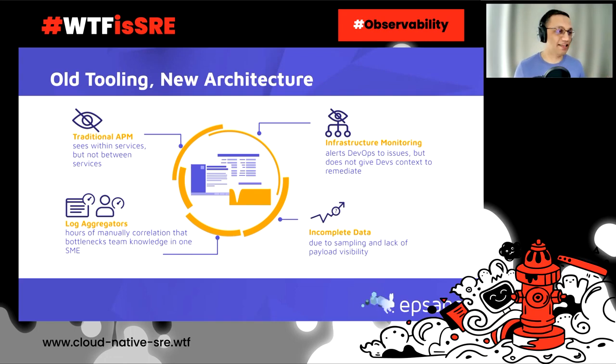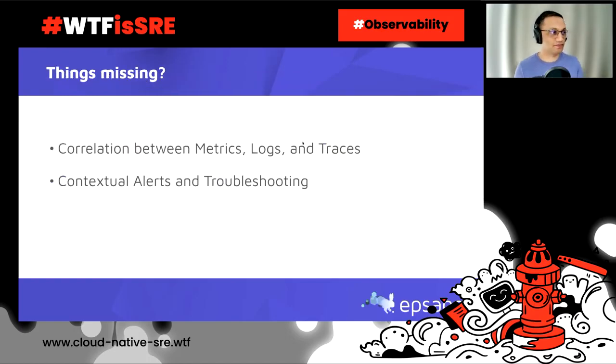And finally, there is also incomplete data. That is mostly because of the lack of payload visibility as well as sampling. So let's take a pause here and see what exactly are the things that are missing. It's essentially the correlation between metrics, logs, and traces. This correlation is extremely important because it gives you a huge amount of data that you can analyze and predict behaviors from. And also the thing that is missing is contextual alerts, which helps you troubleshoot faster.